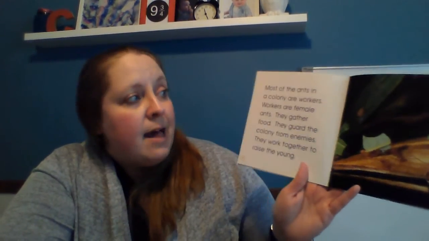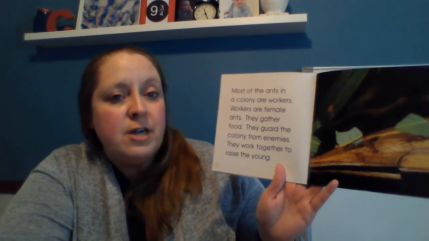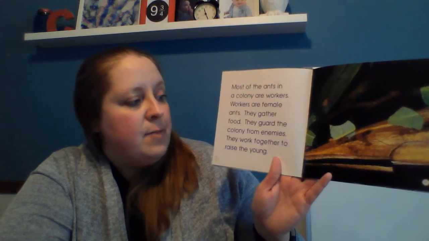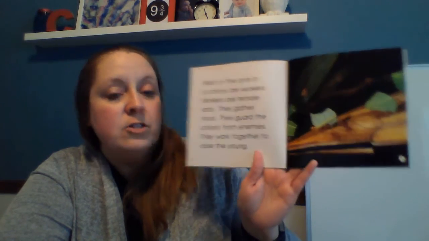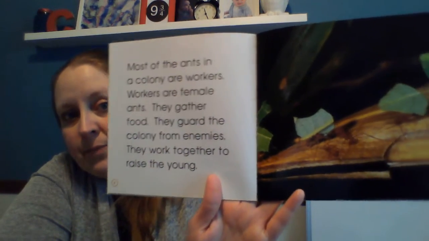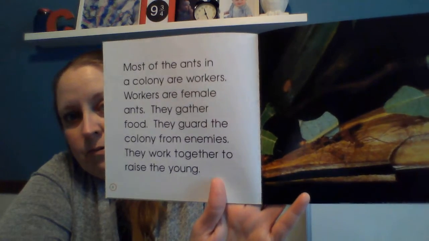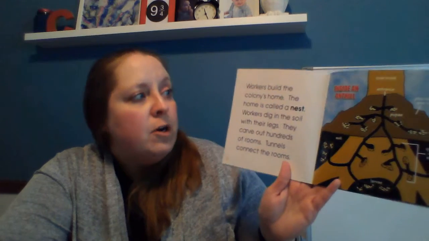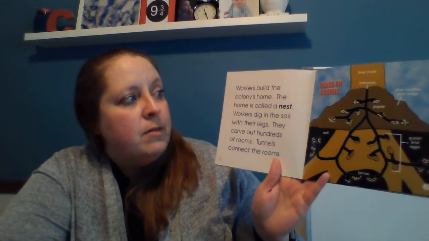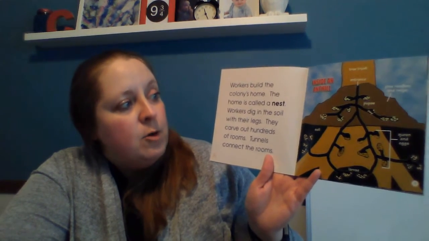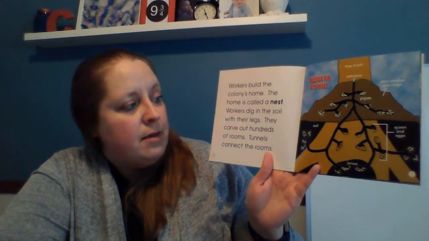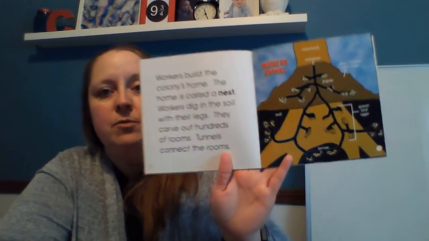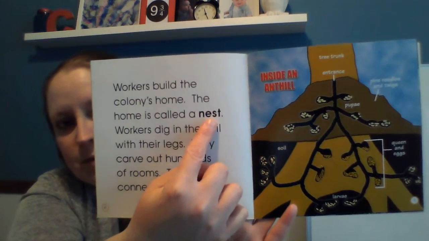Most of the ants in a colony are workers. Workers are female ants. They gather food, they guard the colony from enemies, they work together to raise the young. Workers build the colony's home. The home is called a nest. Workers dig in the soil with their legs. They carve out hundreds of rooms. Tunnels connect the rooms. You see the bold word?